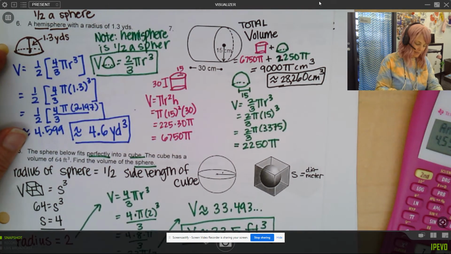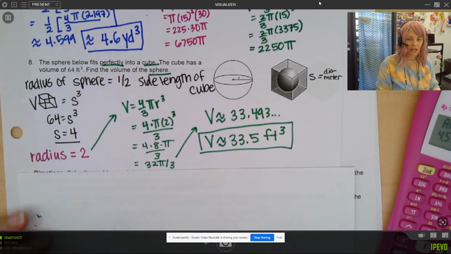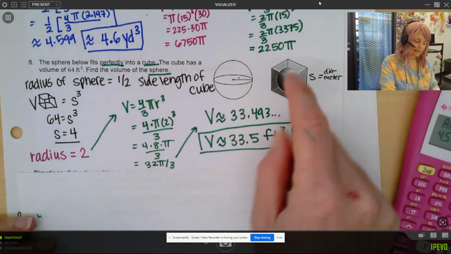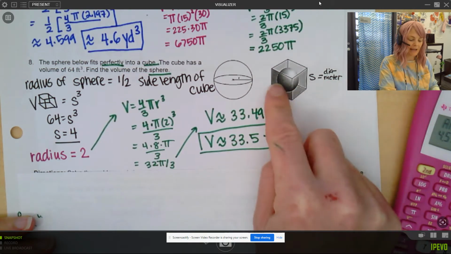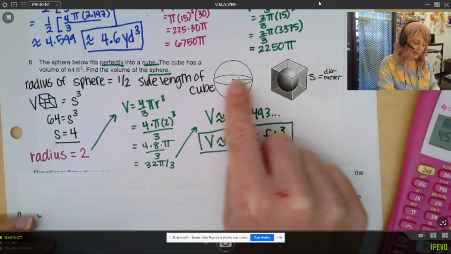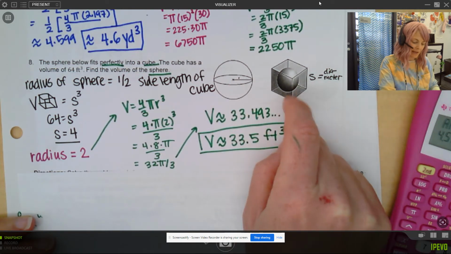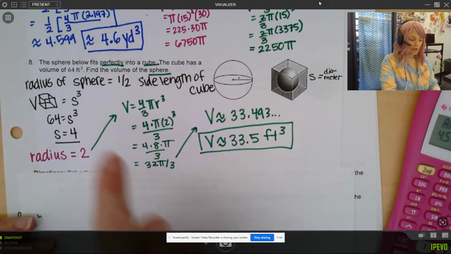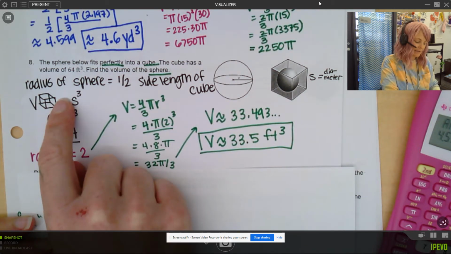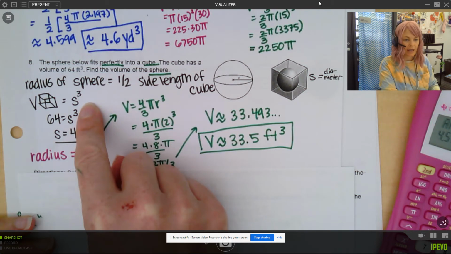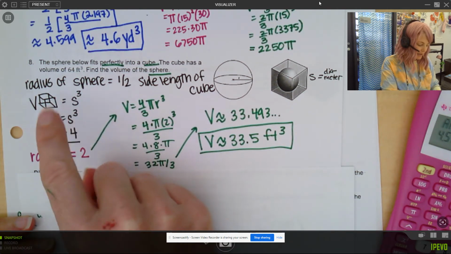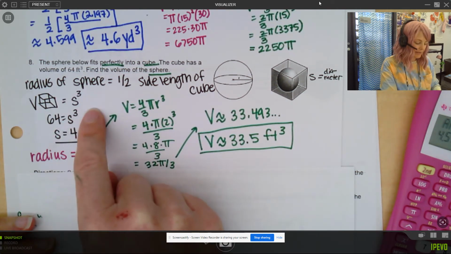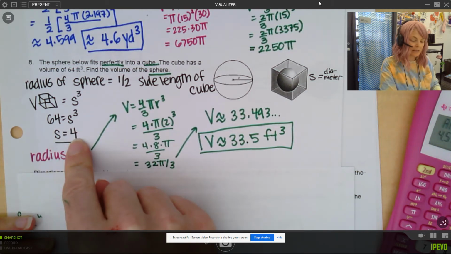When we're looking at number 8, we have a sphere fitting perfectly inside a cube. So that means that the side length of the cube is equal to the diameter of the sphere. So the radius of the sphere is half of the side length of the cube. Well, we know the volume of a cube is side times side times side, or side cubed. And we looked at this last year when you guys looked at prisms, and a cube is a special type of prism. So from here, 64 is equal to s cubed, so the side length is 4.